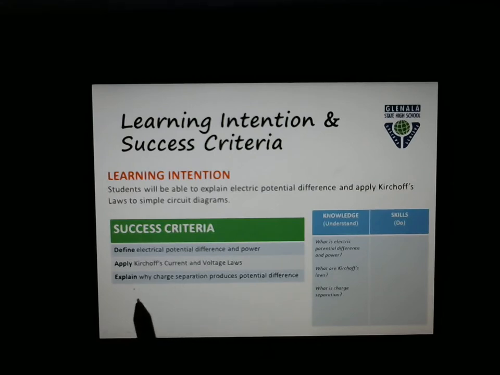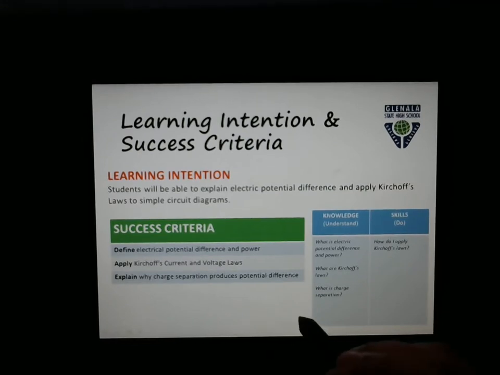Because it's part of this explain, connecting this idea of potential difference that we had back up here and something else. And so our skills here is that apply. You need to be able to apply Kirchhoff's laws. What situations can we apply them in, and what does that look like?